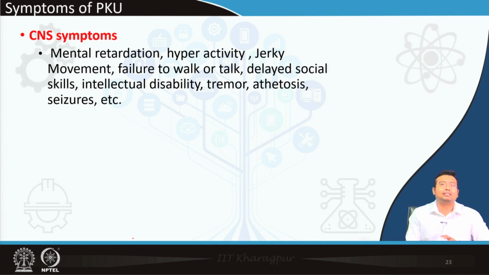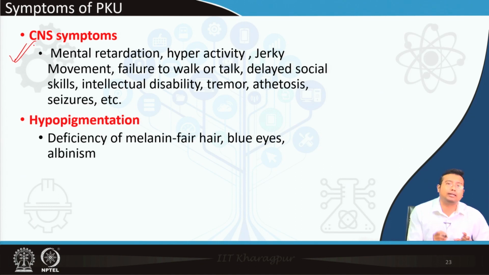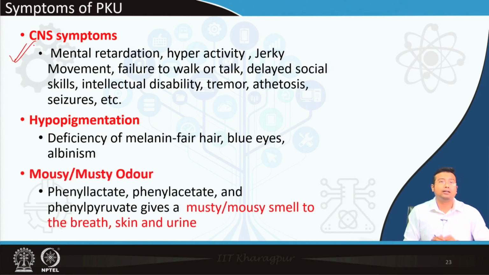First, CNS symptoms, central nervous system symptoms: mental retardation, hyperactivity, jerky movement, failure to walk and talk, abnormal movement like athetosis, seizure. Why? Because there is a problem in neurotransmitters, essential amino acids, etc. All of that leads to poor brain development and intellectual disability. So all of them culminate into CNS symptoms, which is the major dreaded sequel of phenylketonuria if it is left undiagnosed. Next, hypopigmentation, which we already discussed, because of decreased melanin, and a mousy, musty odor.